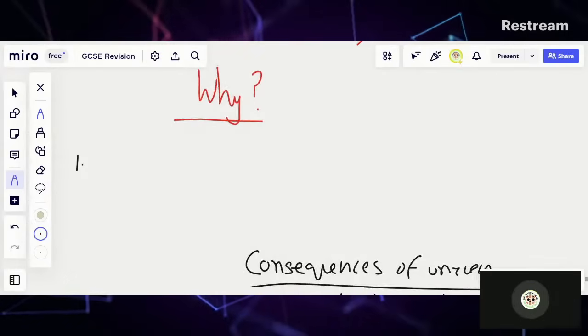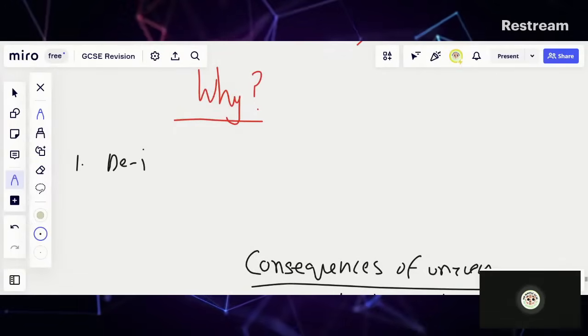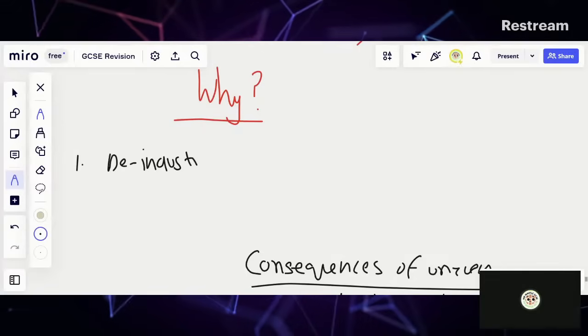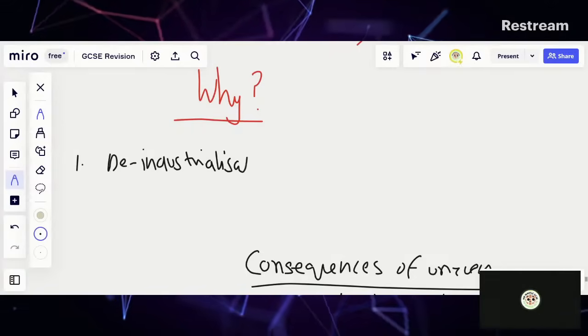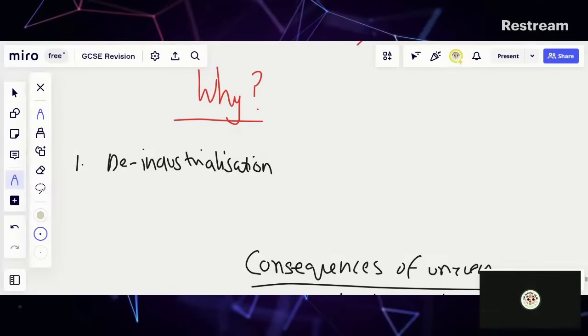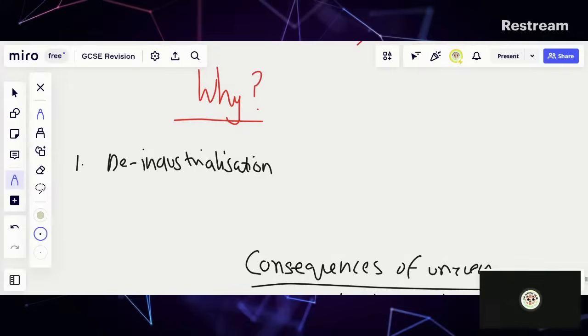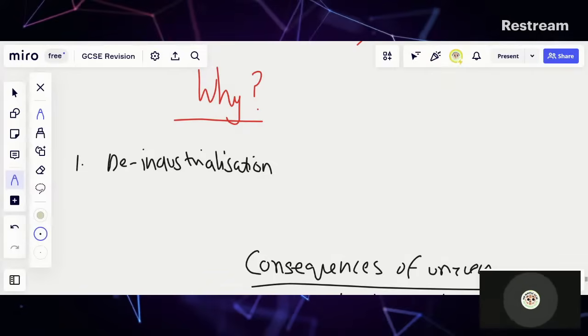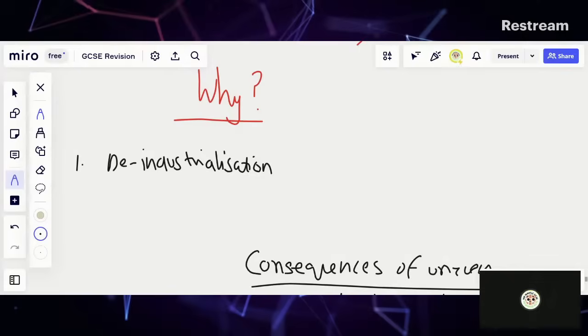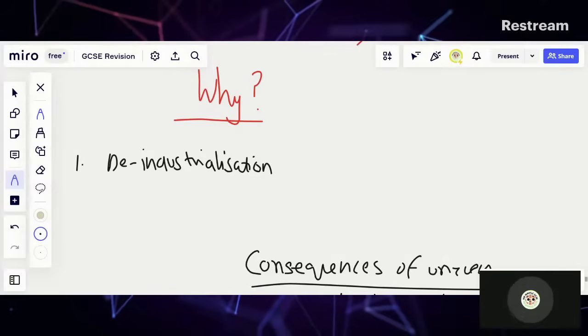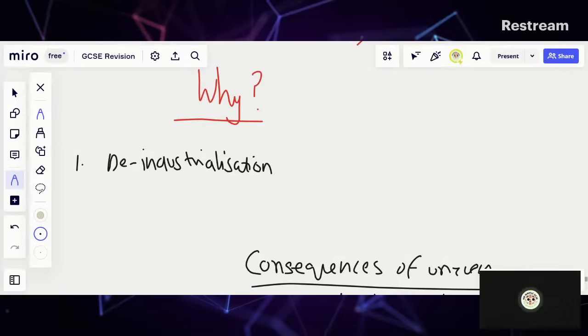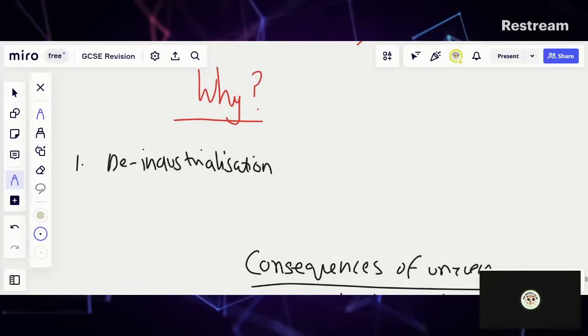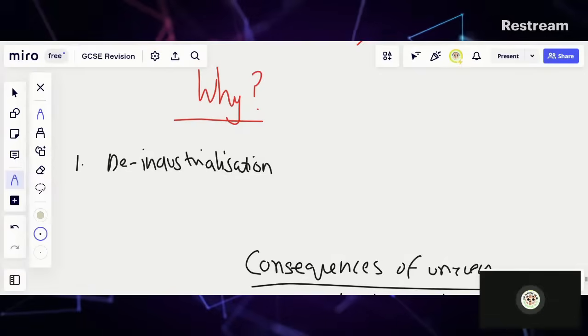So the main reason is deindustrialization. Deindustrialization is when the UK's industrial base started to decline. The UK's industry had really grown, with the UK creating loads of products, creating wool, fibres, fabrics, and loads of things.